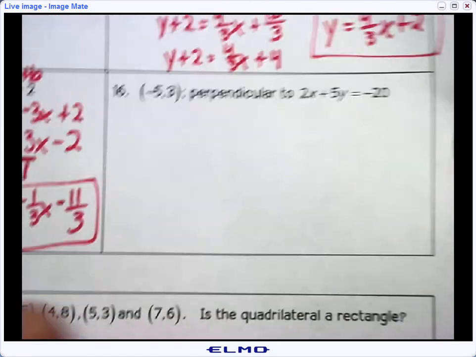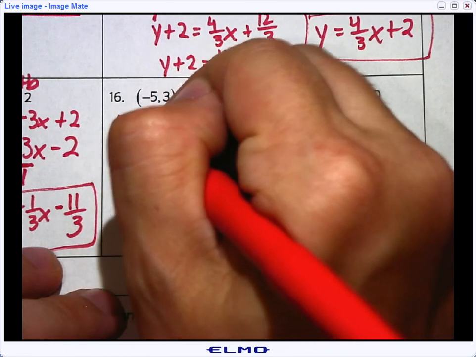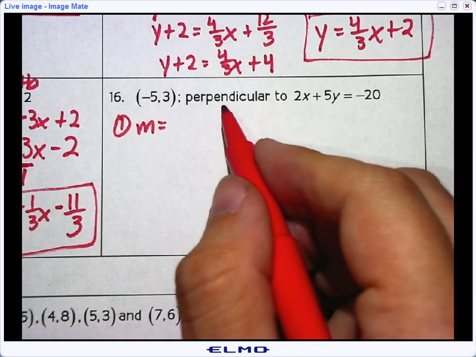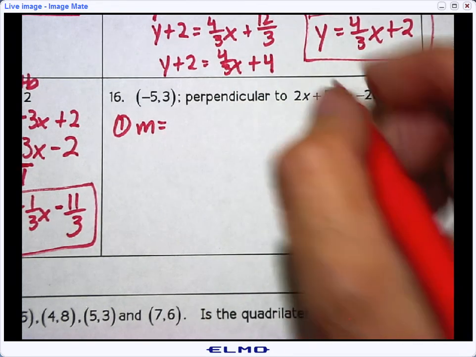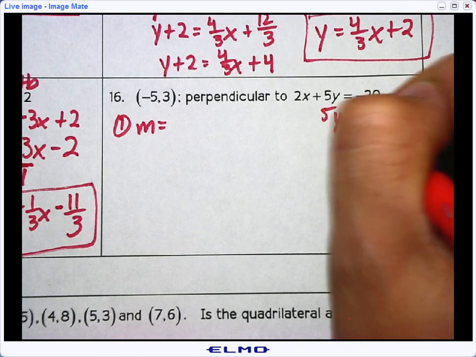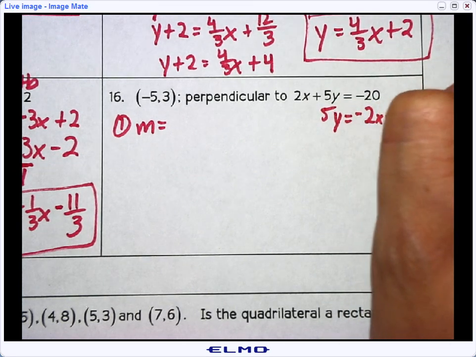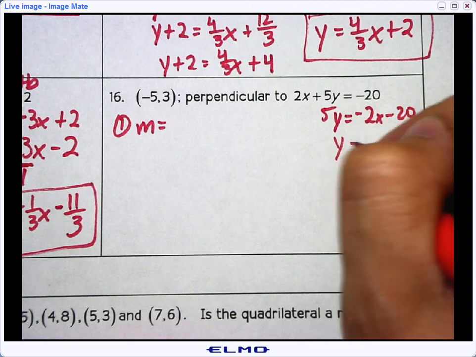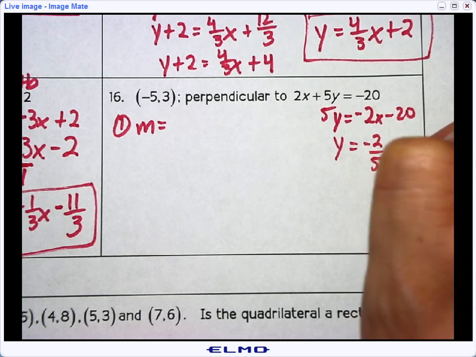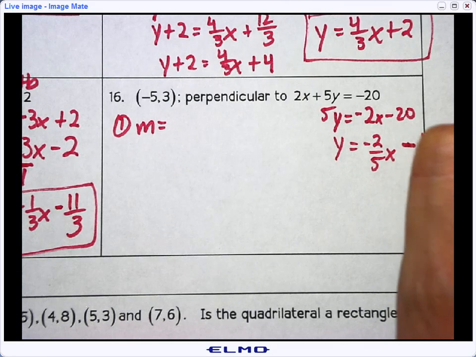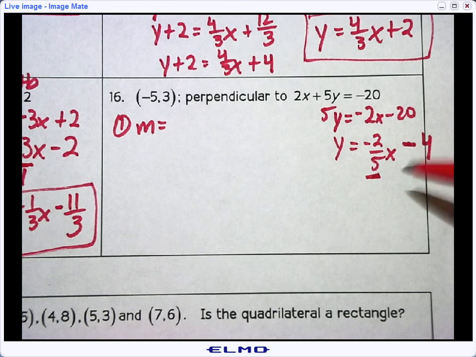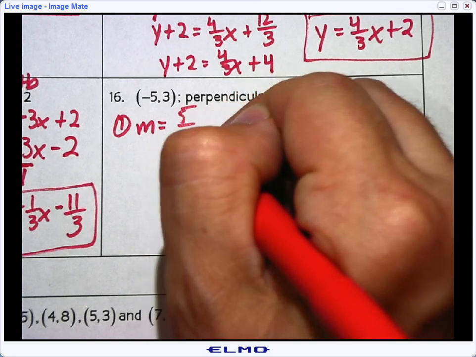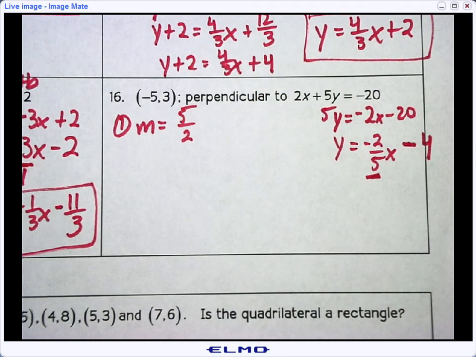All right, number 16. What slope should I use? My lines have to be perpendicular, so it's got to be opposite and flipped of the slope of this line. So we're going to rewrite this, subtract that x, we're going to get 5y equals negative 2x minus 20. Divide everything by 5, we get y equals negative 2/5 x minus 4. So what's the slope of this line? Negative 2/5. What's the opposite and flipped version of this? Well, that's going to be a positive 5 over 2. So that's the slope I should use, 5 over 2.